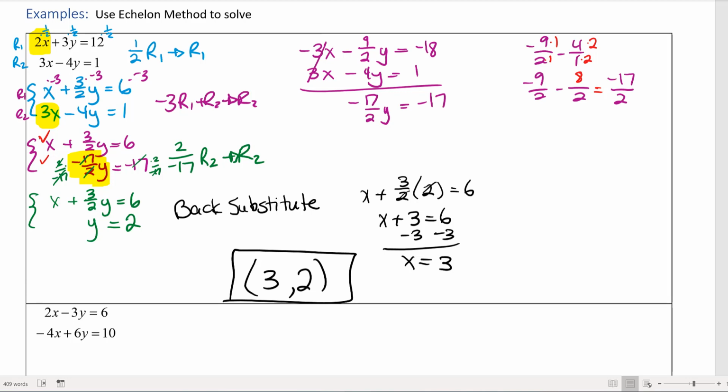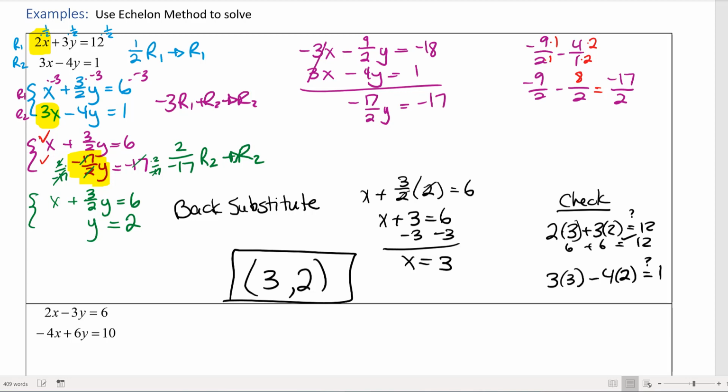I could check my solution if I really wanted to by plugging my solution into both equations. It should work. 2 times x, which is 3, plus 3 times y, which is 2, should equal 12. And it does. 6 plus 6 equals 12. It does check out for the first equation. For the second equation, I have 3 times 3 minus 4 times y, which is 2, and that's supposedly equal to 1. And yep, 9 minus 8 sure does equal 1. So I did do this one correctly. The check is optional.